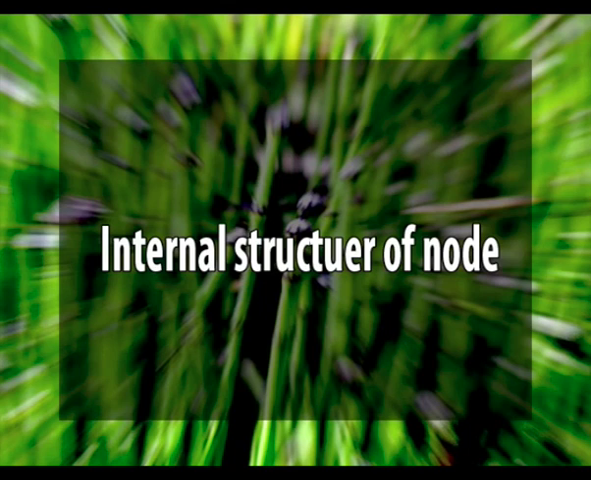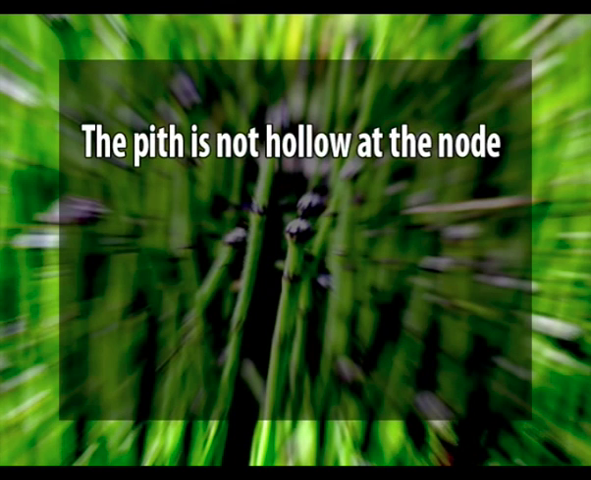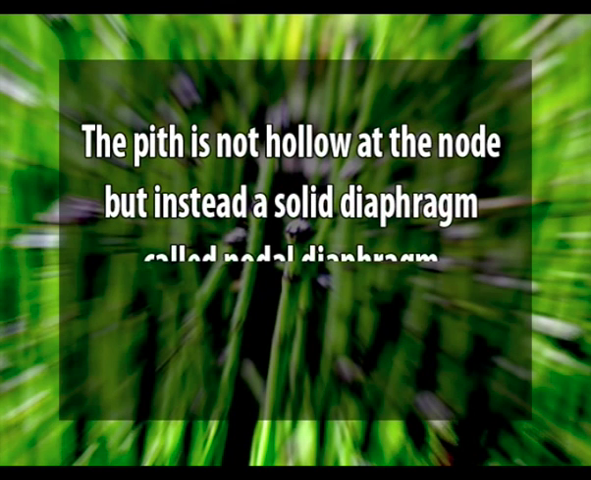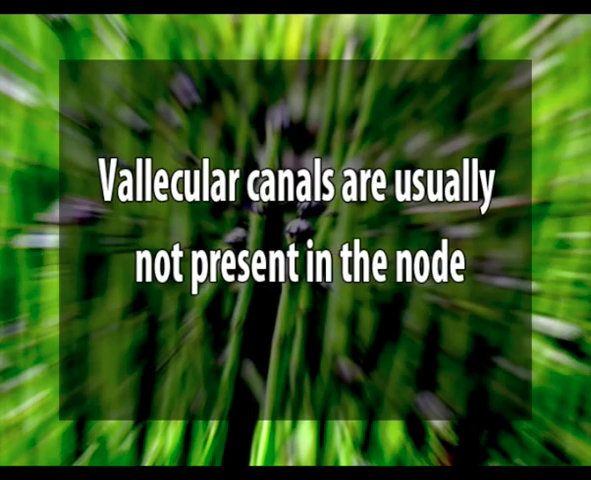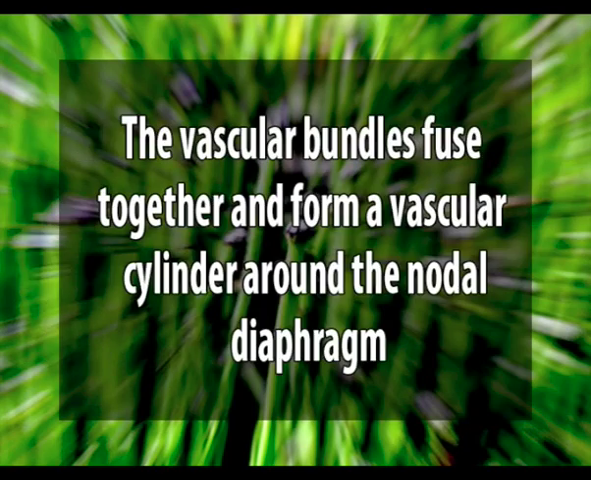When we cut the transverse section of node, it shows certain different features from that of internode. These features are: number 1, the pith is not hollow at the node, but instead a solid diaphragm called nodal diaphragm is present. Second, vallecular canals are usually not present in the node. Third, the vascular bundles fuse together and form a vascular cylinder around the nodal diaphragm.